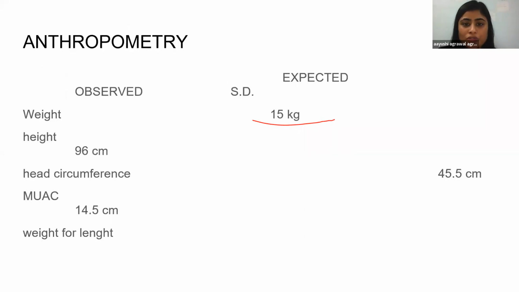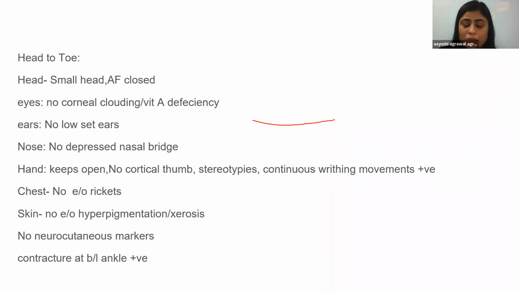So he had a weight of 15 kg, height of 96 centimeters, and head circumference of 45.5 centimeters, which was below third standard deviation for her age. So she had a small head, most likely pointing towards microcephaly. Her AF was closed. There was no corneal clouding in the eyes, no signs of vitamin A deficiency, no low set ears, and no syndromic facies on examination.